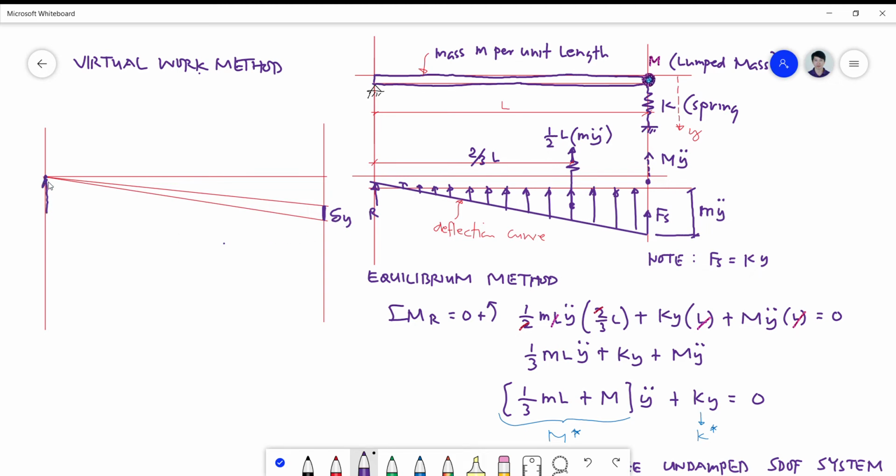So this is now your reaction in the system. We also have here the spring force. We also have here the reverse effective force or the inertia force, m y double dot. And instead of using a representation of the inertia force in a triangular manner, let us use a different approach.